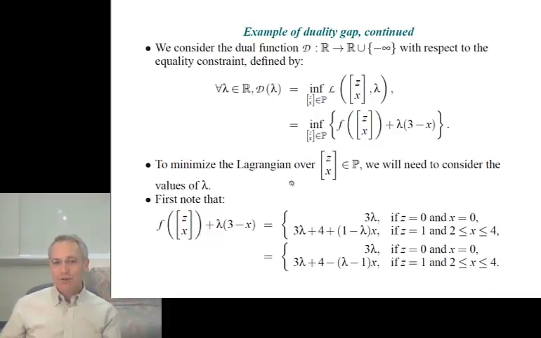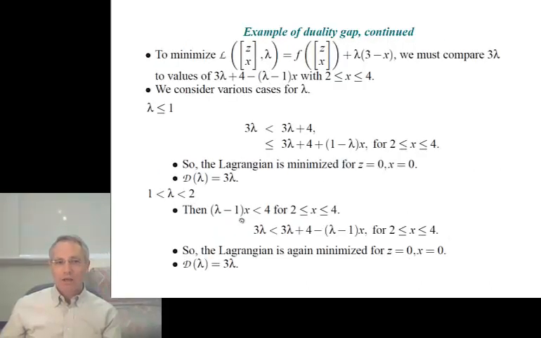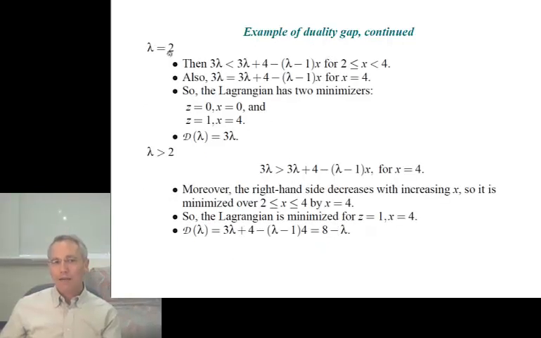Takes a few details to do it. We need to consider various values of lambda and also to understand the structure of the objective. But it turns out that the best way to analyze it is to consider various cases. For lambda less than or equal to 1, it turns out the dual function is equal to 3 lambda. For lambda between 1 and 2, the dual function is 3 lambda. For lambda equal to 2, the dual function is 3 lambda. And for lambda greater than 2, the dual function is 8 minus lambda.